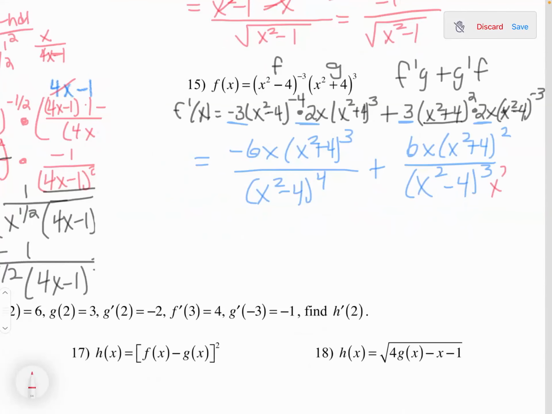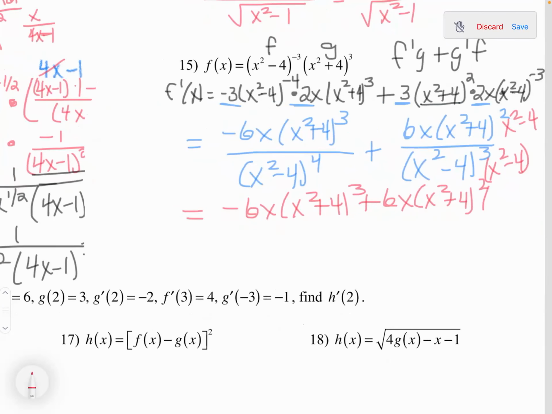So we're going to multiply this again by x squared minus 4. We're going to do that on top and bottom. And then we see that we have 4 factors of x squared minus 4 on the top and bottom. So we get negative 6x times x squared plus 4 to the third power plus 6x times x squared plus 4 to the second power times x squared minus 4, all over x squared minus 4 to the fourth power.